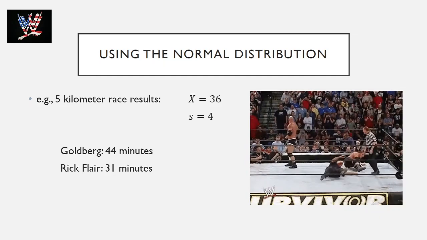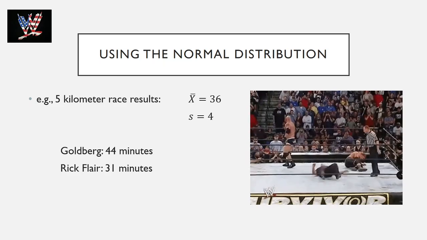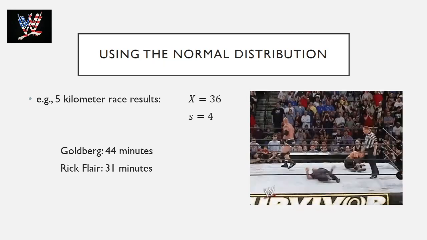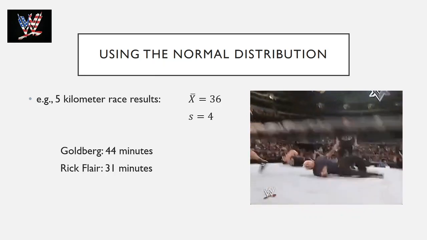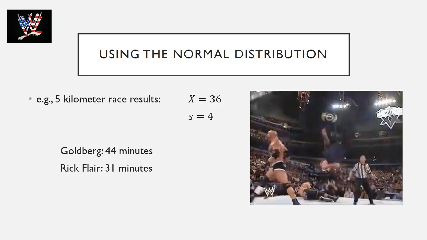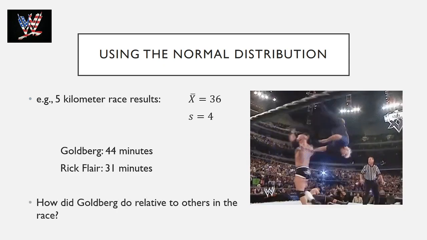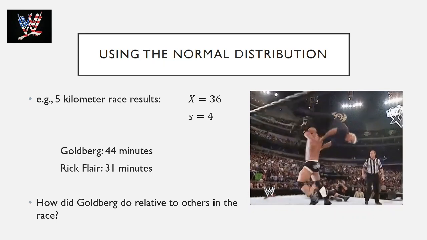So let's say two of the individuals in my charity WWE 5K race. We got Goldberg, who is a giant hulking man who was pretty slow at 44 minutes, and somehow Ric Flair managed to release himself from his shroud of alcoholism. He finished that race in 31 minutes. You go, Ric Flair. So here's a question we can ask and assess using the normal distribution.